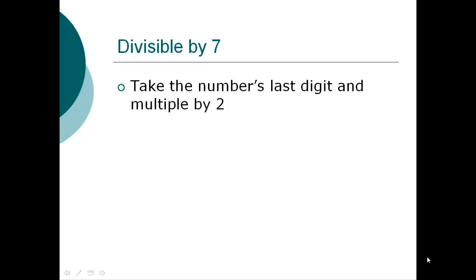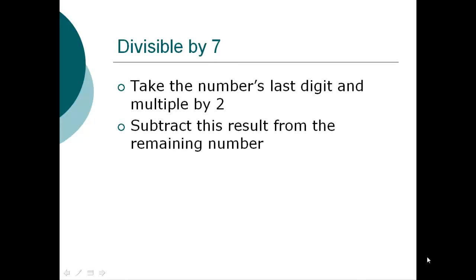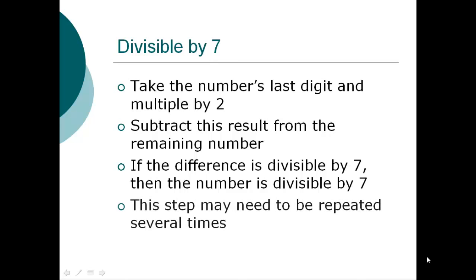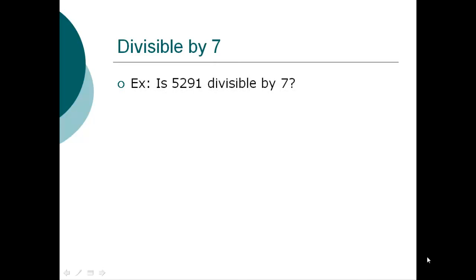Now how do we tell if a number is divisible by 7? So first we take the number's last digit and multiply it by 2. And now we subtract this result from the remaining number. And then if the difference is divisible by 7, then the number itself is divisible by 7. However, if the number is too big for you to tell, all you have to do is repeat this step. And you can repeat this process several times.